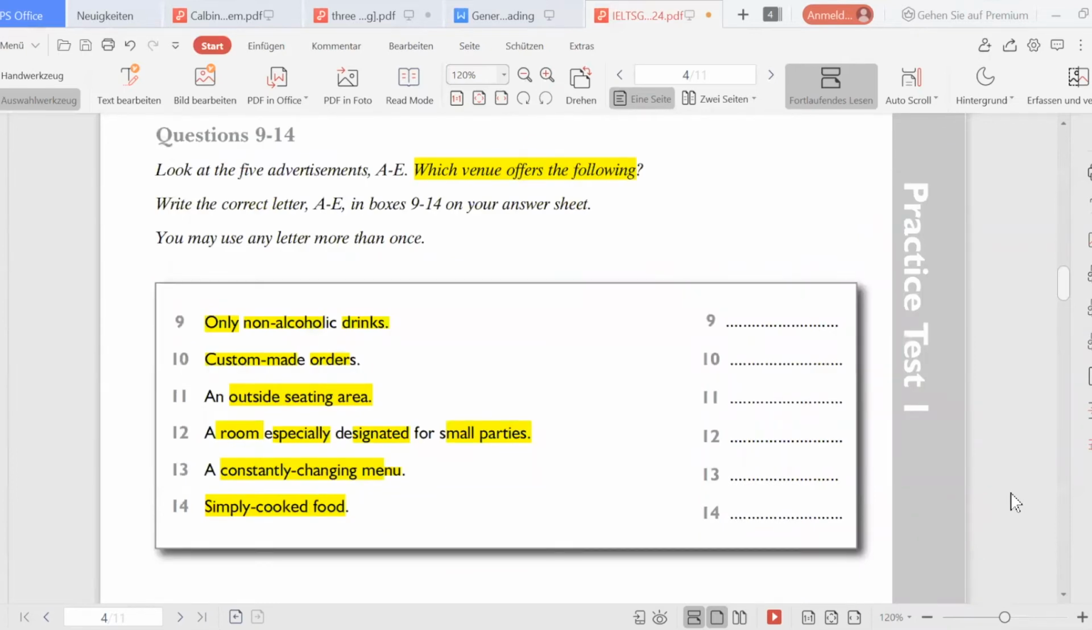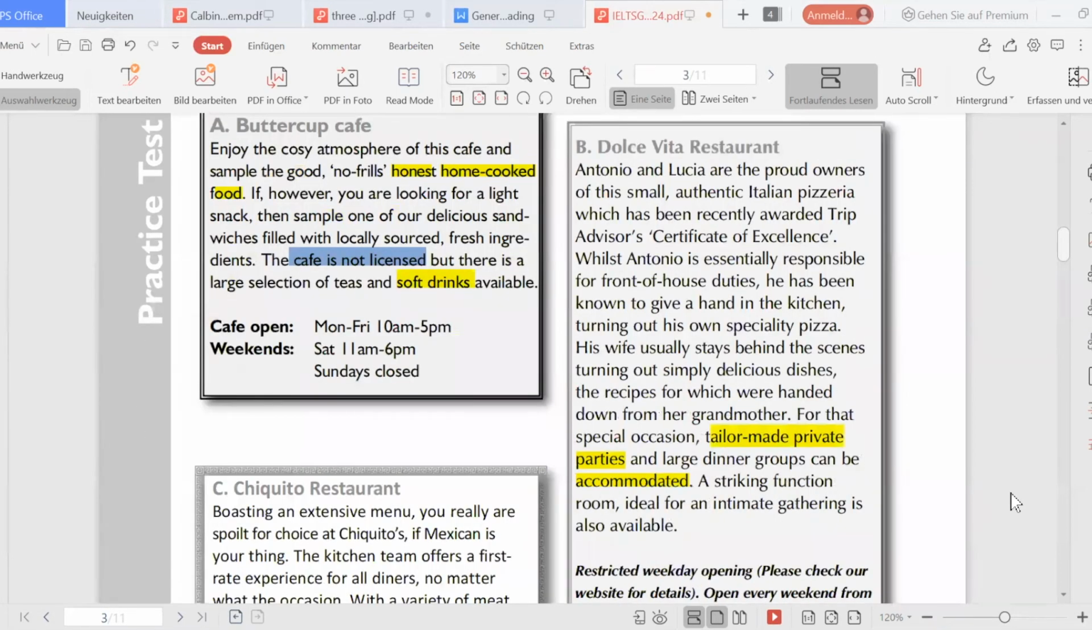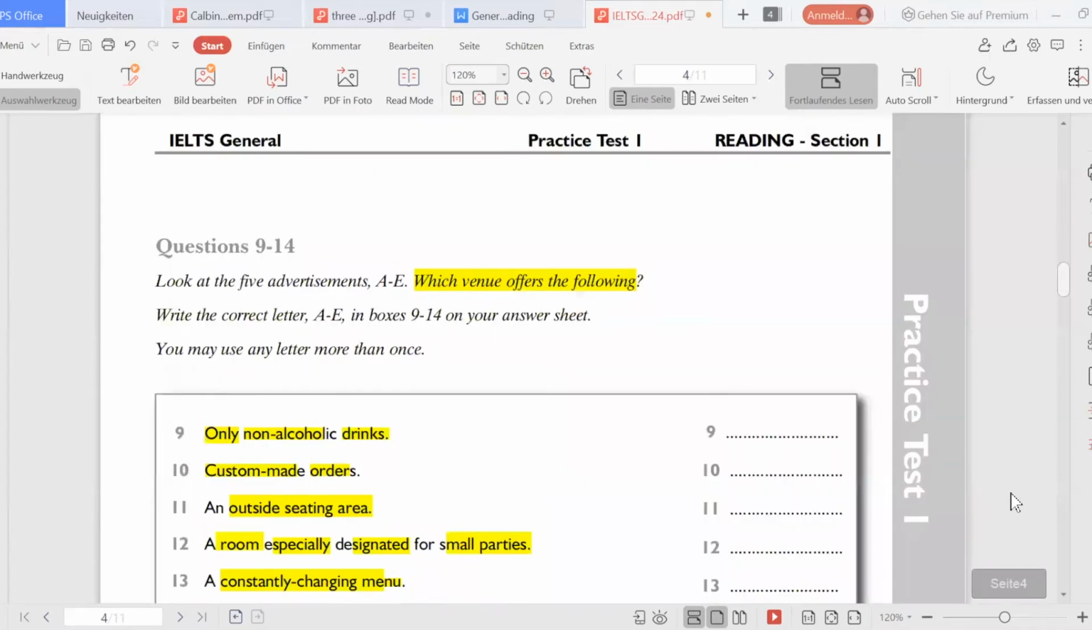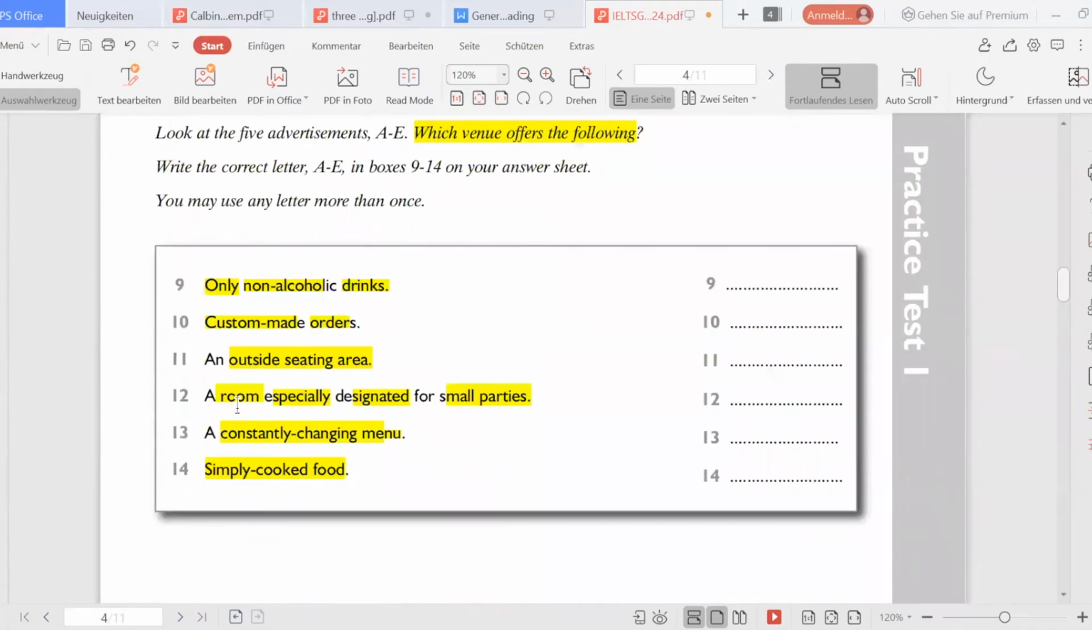Number 12, a room especially designated for small parties. So you highlight the keywords, you go to the text, and it should be hiding in B, okay? Tailor-made private parties. Okay, you see that? Enlarged dinner groups can be accommodated. Accommodated is a synonym for room. Small parties, tailor-made private parties.